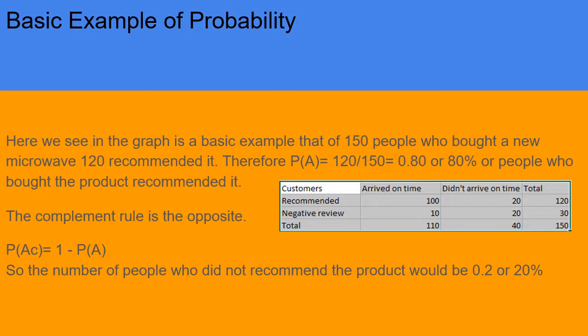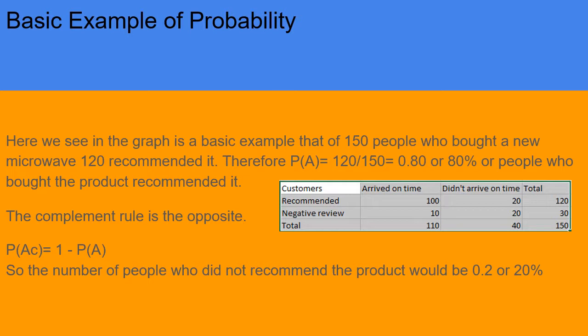You see this graph here. 150 people bought a new microwave. 120 people recommended it. So the probability that if we pick a random person who bought this microwave, they would recommend it, would be 120 people who recommended it divided by 150 people who bought it, or 0.8, which would be 80% of the people who bought the product recommended it.